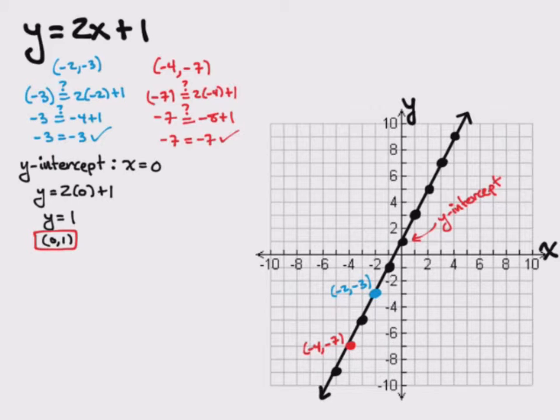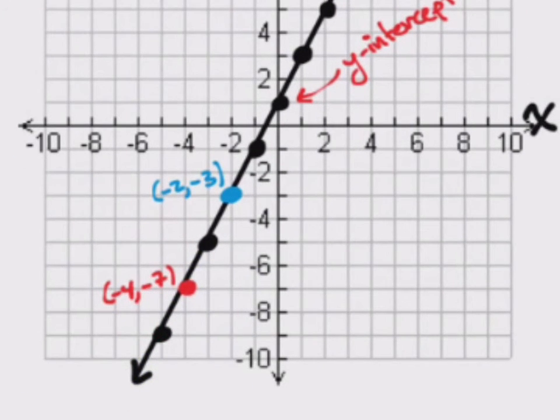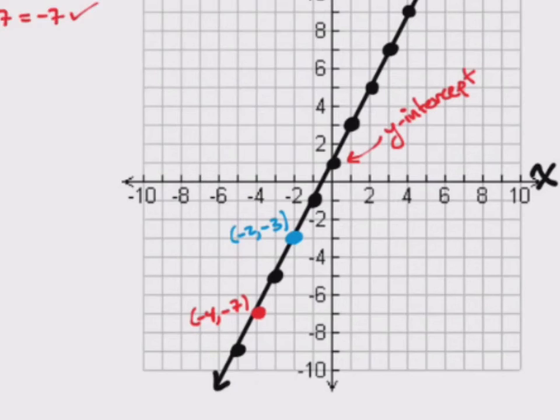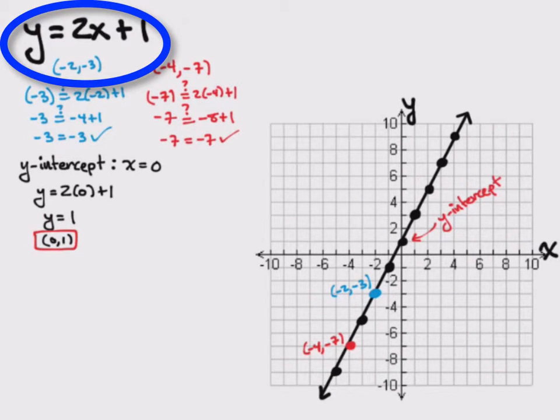Our next definition is the x-intercept, and the x-intercept of a graph is the point, or the points, where the graph intersects the x-axis. Of course, the y-coordinate at the x-intercept, or x-intercepts, will always be 0. So here it is right here on our graph, and it appears to be somewhere between 0 and -1, maybe -0.5, but let's also confirm algebraically by just substituting 0 in for our y-coordinate in our equation and solving for x.